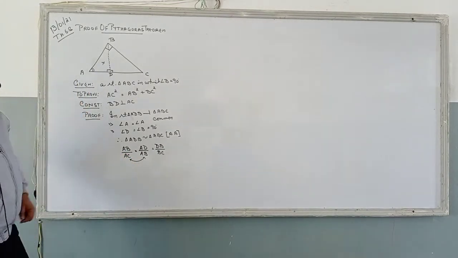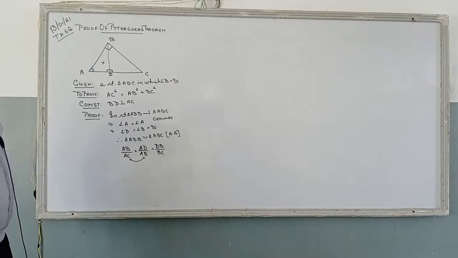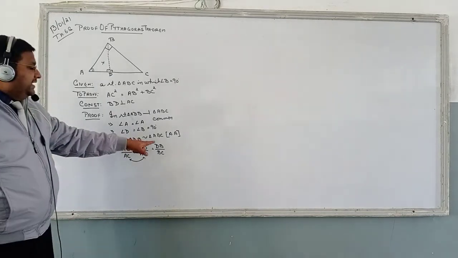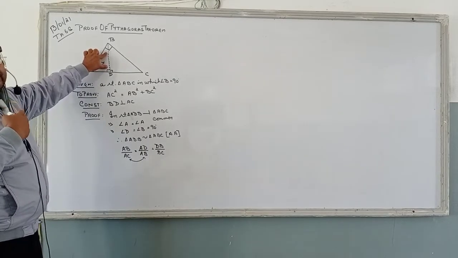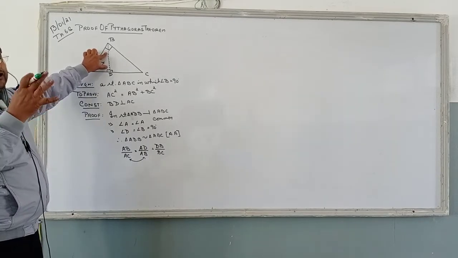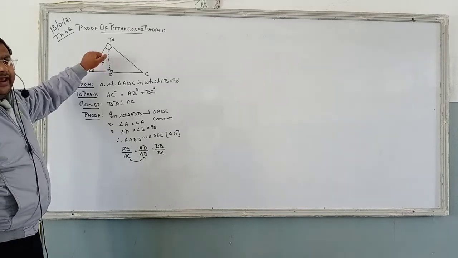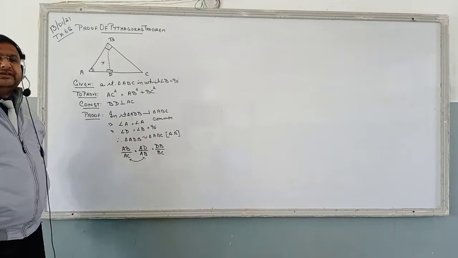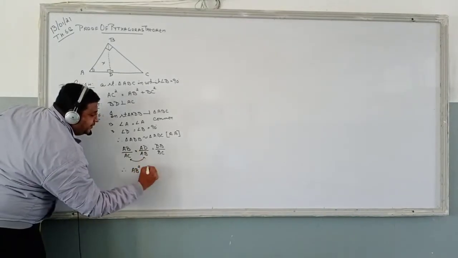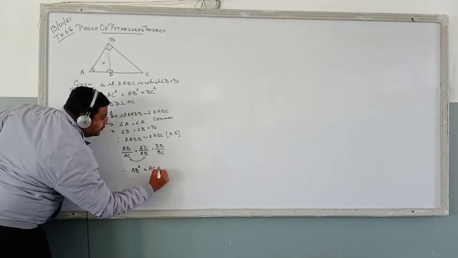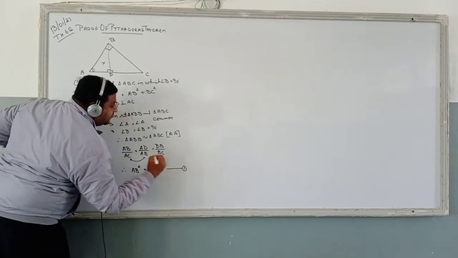Sir, why did you take these two sides? The question arises. Why did you take DB and BC? Check. DB was our construction. That was construction done from our side. DB is not a part of the triangle. So we have skipped the side DB and BC. Check. AB into AB, AB square is equals to AC into AD. Equation number first.